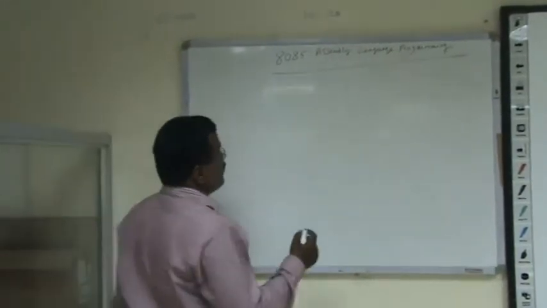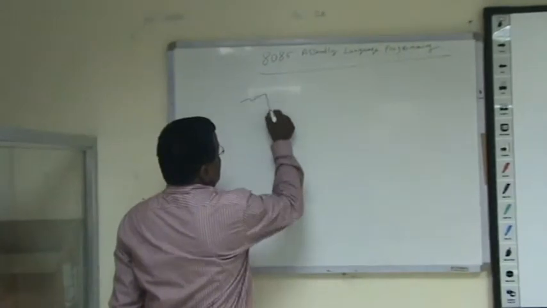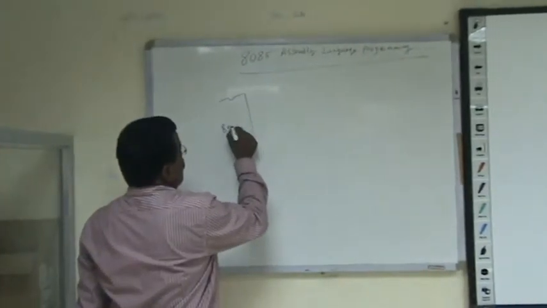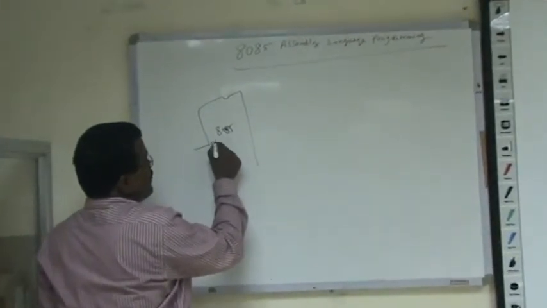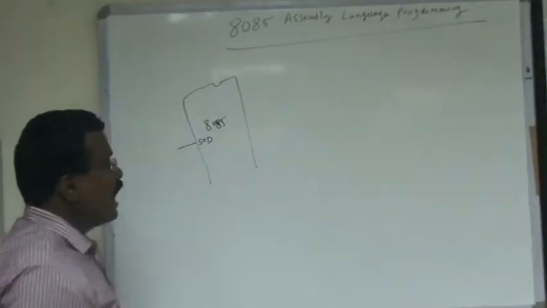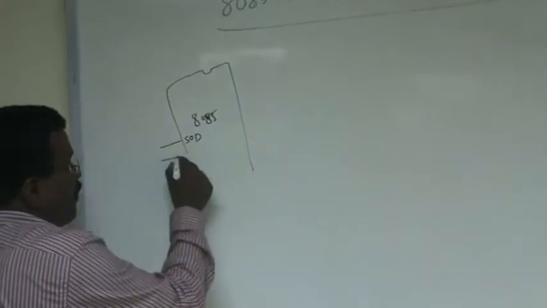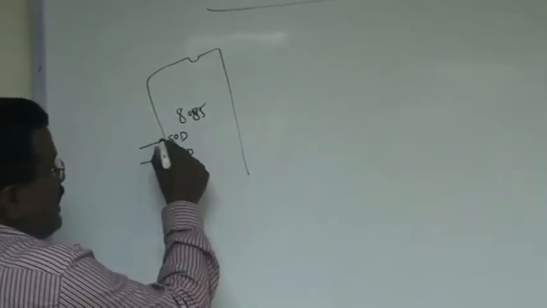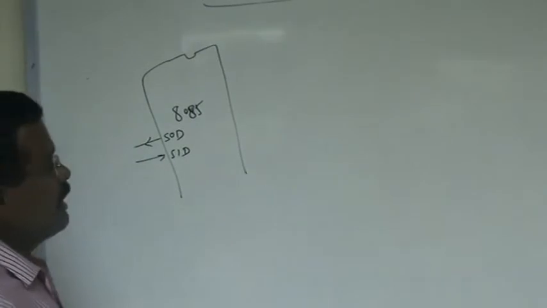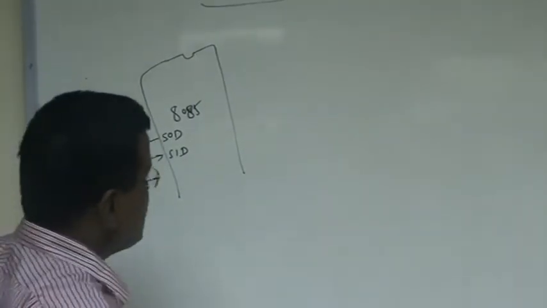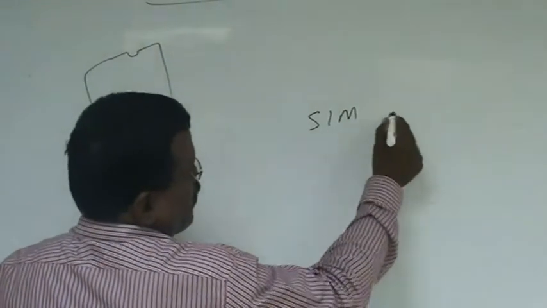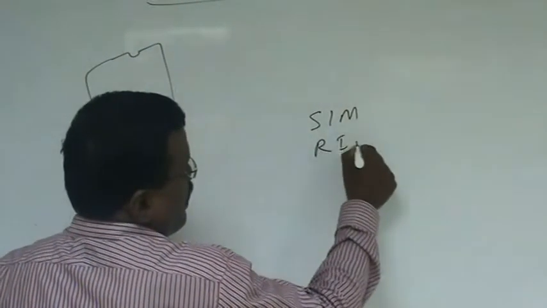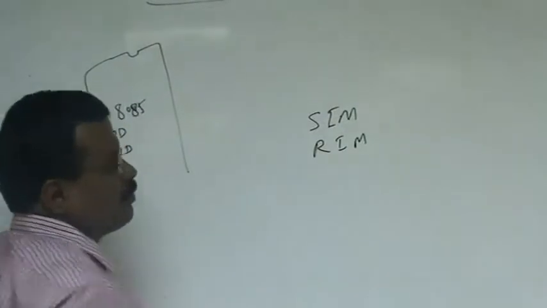In the case of 8085, you have pin number 4, which is called the SOD pin, that is serial out data. Pin number 5 is known as SID, serial in data. In order to control these two pins, two instructions are used. One is called SIM, set interrupt mask. Another one is RIM, read interrupt mask.